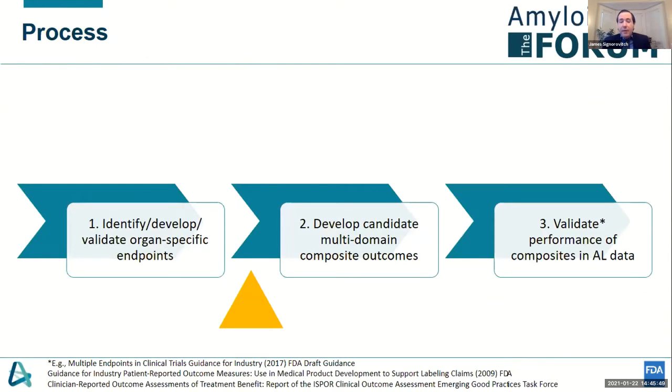And so the overall process is, we're sitting at this yellow triangle here where the working groups have identified organ-specific endpoints and measures. Still some work to do there and things to validate, but a lot to work with already. And where we're sitting now, we need to pull all this together into some candidate multi-domain endpoints and then go and validate those in data.